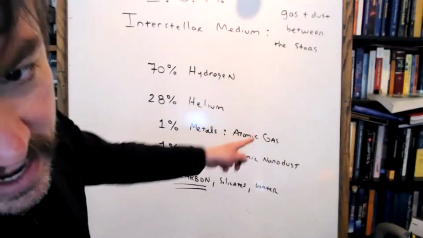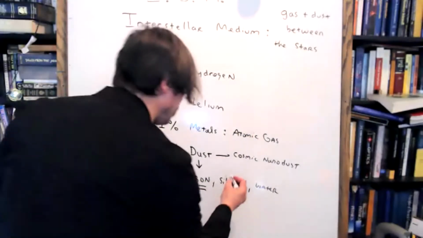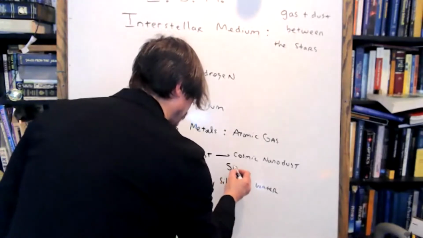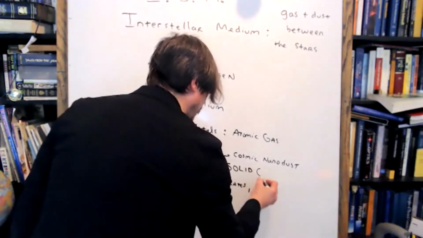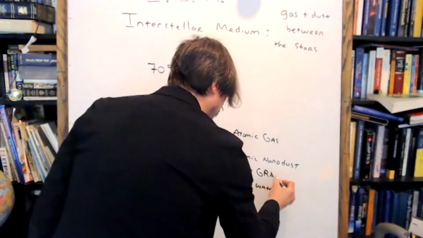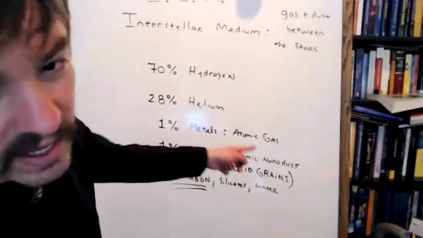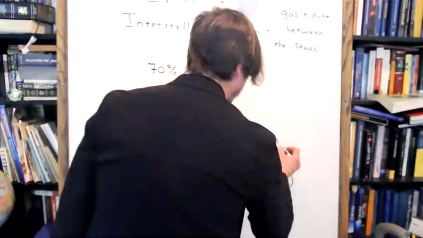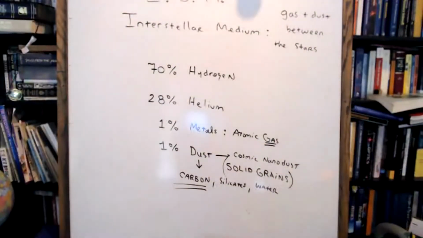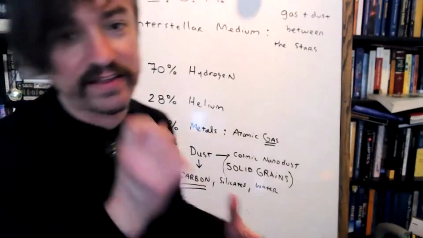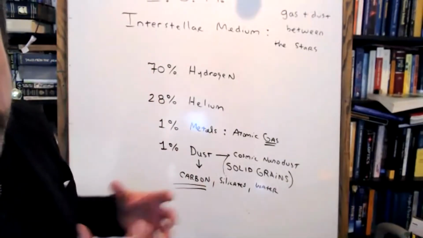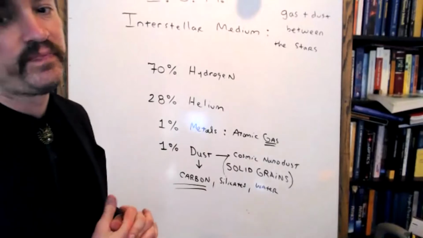The dust is not the same as atomic gas because these dust particles are small, but they are technically solid grains. These are not in the same phase as atomic gas, because there's a difference between solids and gases, right? In outer space, there are solids and there are gases.